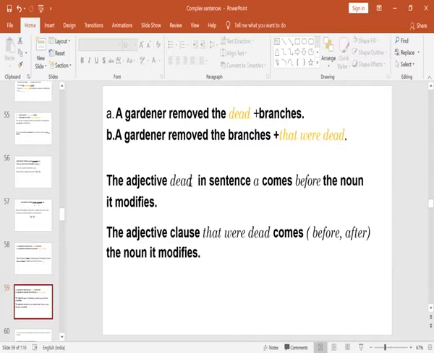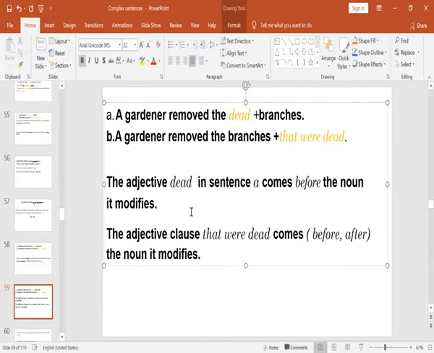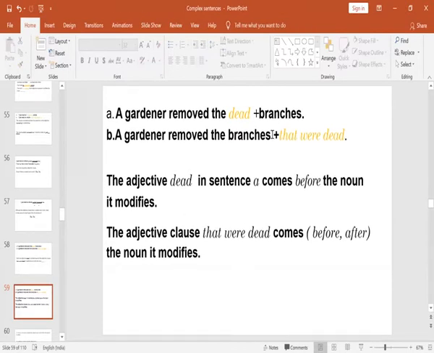The adjective dead in sentence A comes before branches, because it is giving extra information about branches. Whereas here it comes after the word it talks about. So this is one thing you have to remember. Whenever there is an adjective clause, it is always placed after the word it talks about.